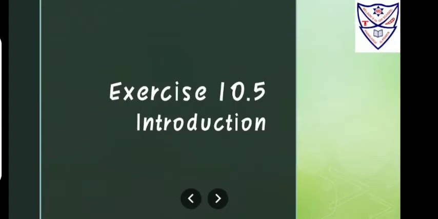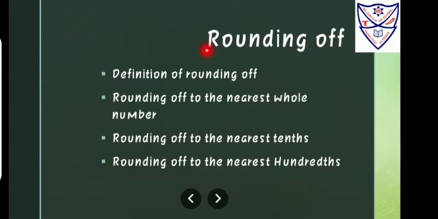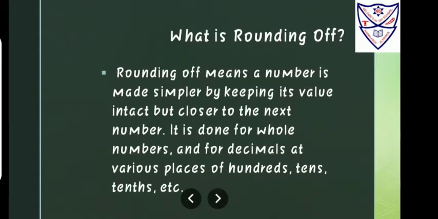Good afternoon, children. Today we will start exercise 10.5 introduction. Before starting exercise 10.5, we need to know some introduction about it, okay? So, what is rounding off? In this exercise, we will learn about rounding off. We will learn the definition of rounding off, and afterwards we will start rounding off to the nearest whole number, then to the nearest tenth and the nearest hundredth. Okay, so let's go to it.